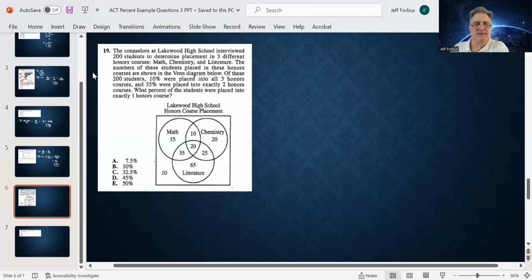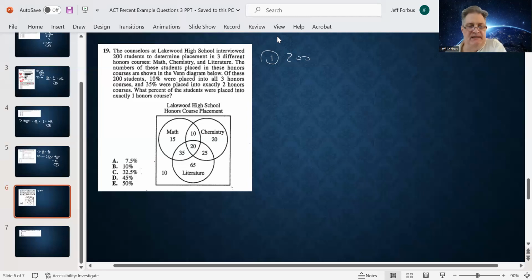The counselors at Lakewood High School interviewed 200 students. So we know we're talking about 200 total students. To determine placement in 3 different honors courses: math, chemistry, and literature. The number of these students placed in these honors courses are shown in the diagram. Of these 200, 10% were placed into all 3 honors courses, 35% into exactly 2 honors courses. What percent of the students were placed into exactly 1 honors course?